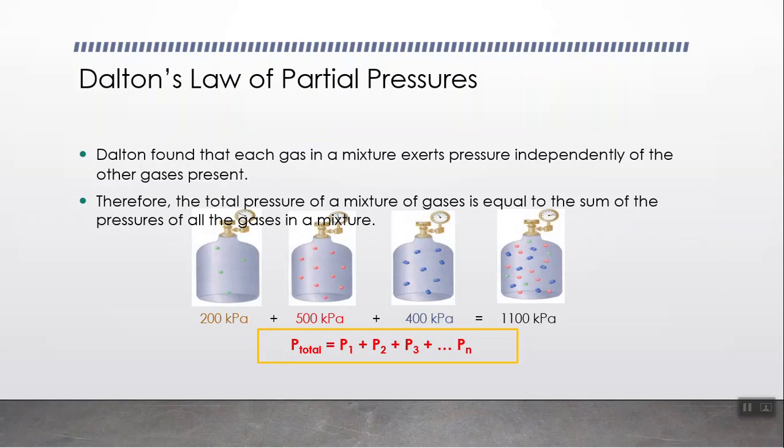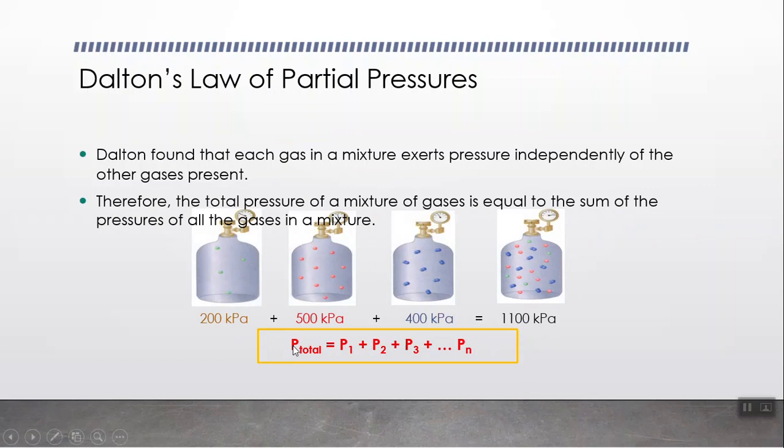If we were to put these 3 gases in these containers into one container, all together, the total pressure inside this container of the mixture of gases is equal to the sum of the individual pressures. So in this case, you just add it all up and you get 1100 kilopascals.